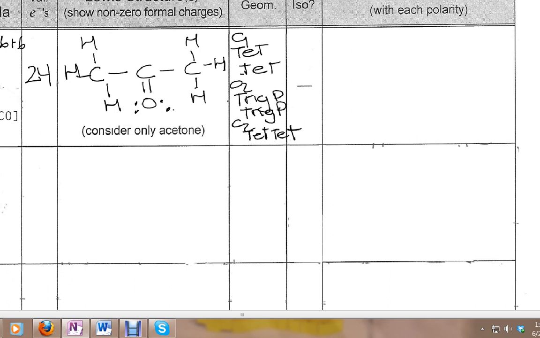Isomer? No, because we're only considering the acetone. There could be an aldehyde in which the double bond is on this oxygen and on this carbon, or this one is the same, the ones on the extreme. That would be another structure, but they're only telling you to consider one of the structural isomers. So you've got C, a tetrahedral, my H over here, my other C, but remember this is trigonal.